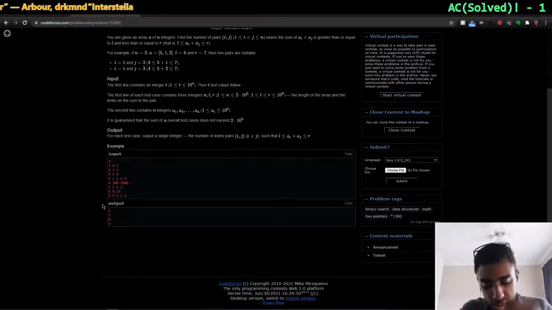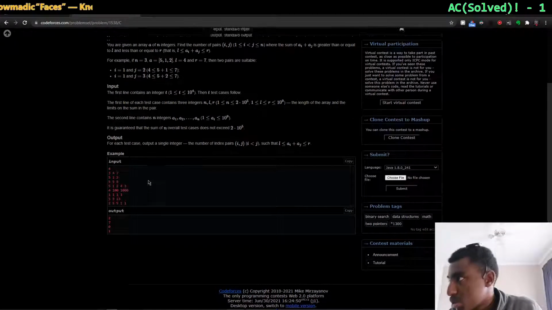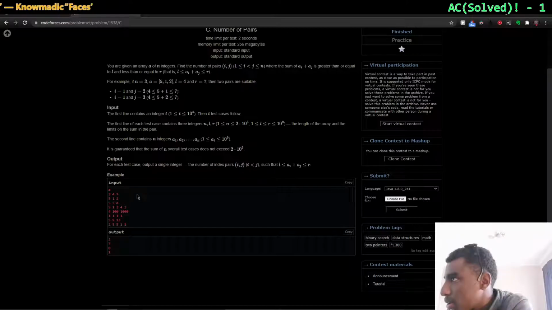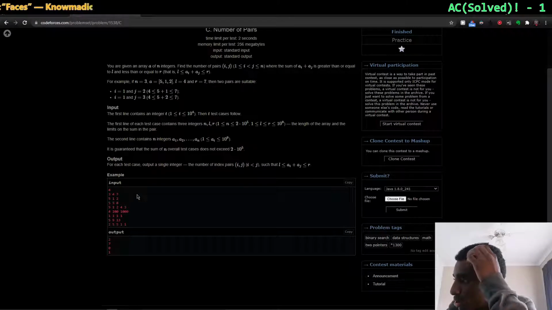And then I get my desired 7. But that just feels a bit too slow. Then 2 pairs are suitable. So how can this be a 2-pointer?